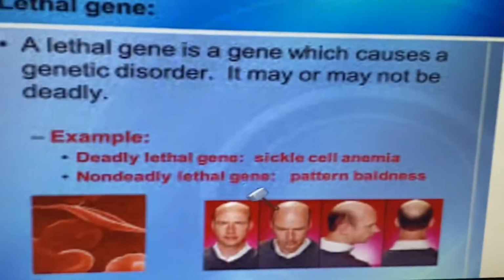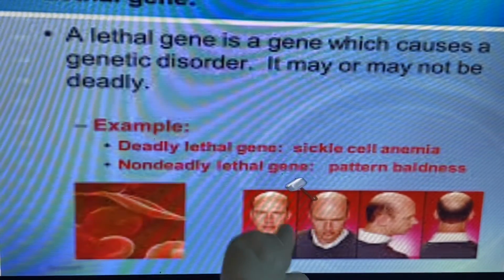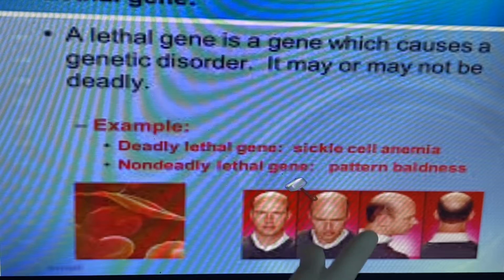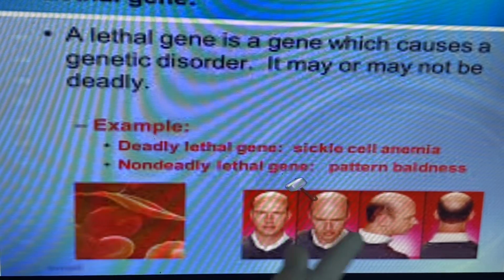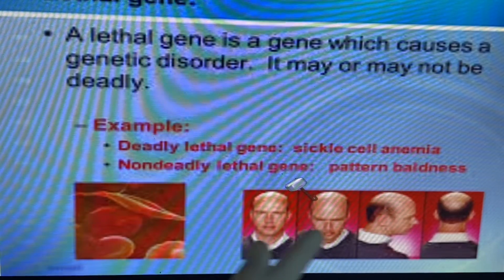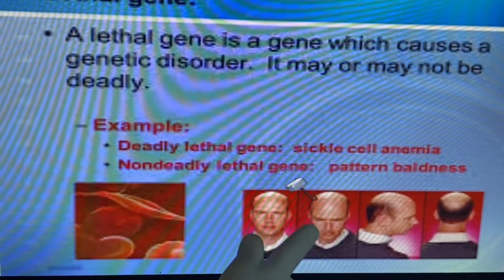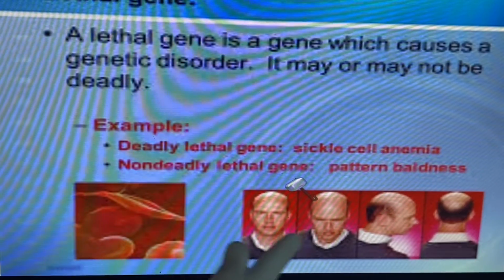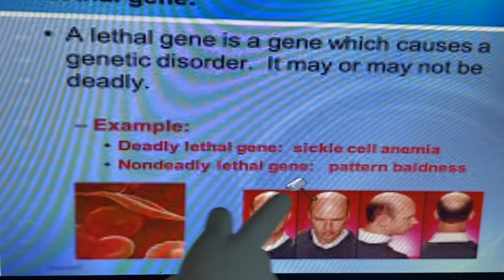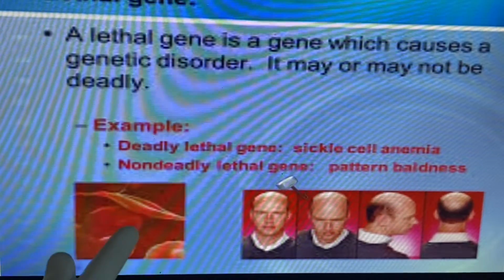Now, lethal alleles technically don't have to be deadly. Like pattern baldness is caused by a lethal recessive allele. It's an allele that basically stops your ability to make hair cells, and it's late onset. That means it doesn't start right away, so you'll make hair as a child and then it'll eventually stop. But some are lethal right off the bat, like sickle cell. Let's look at sickle cell.